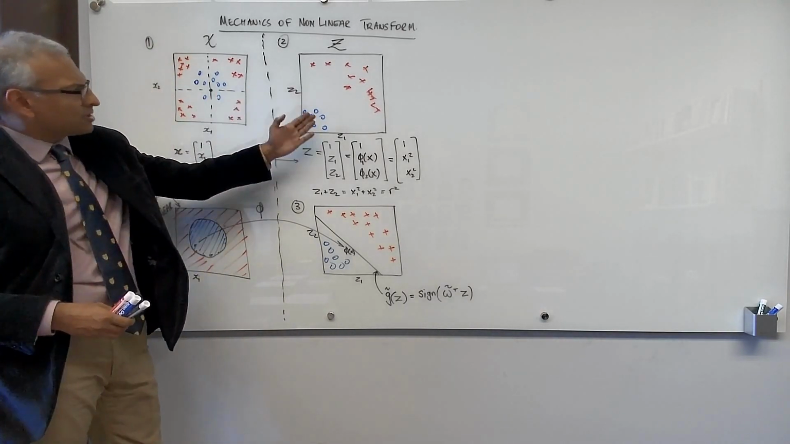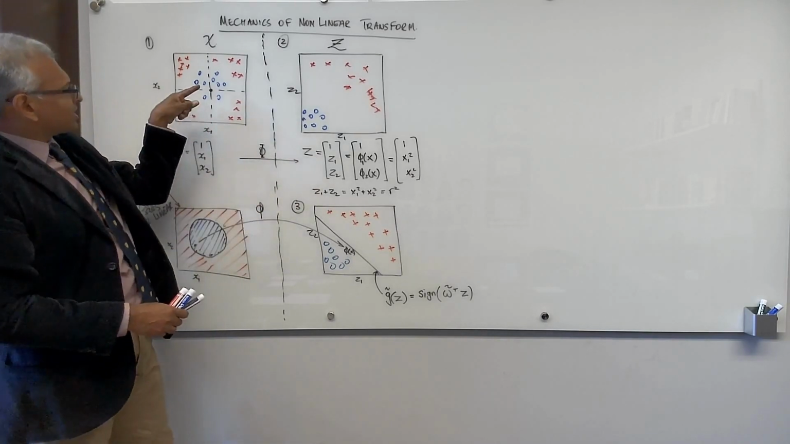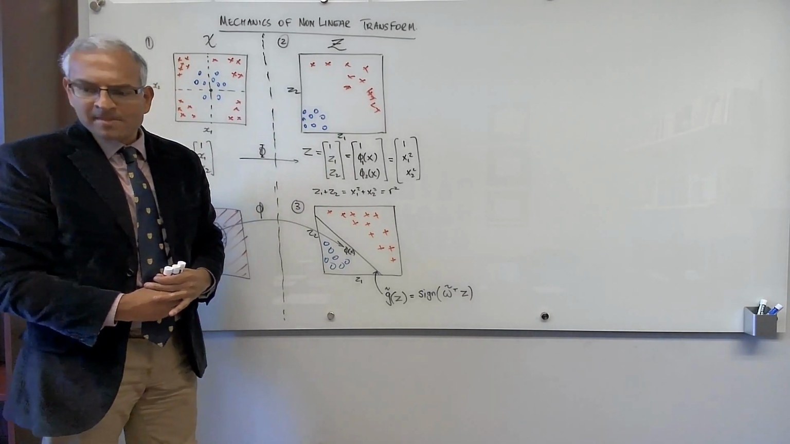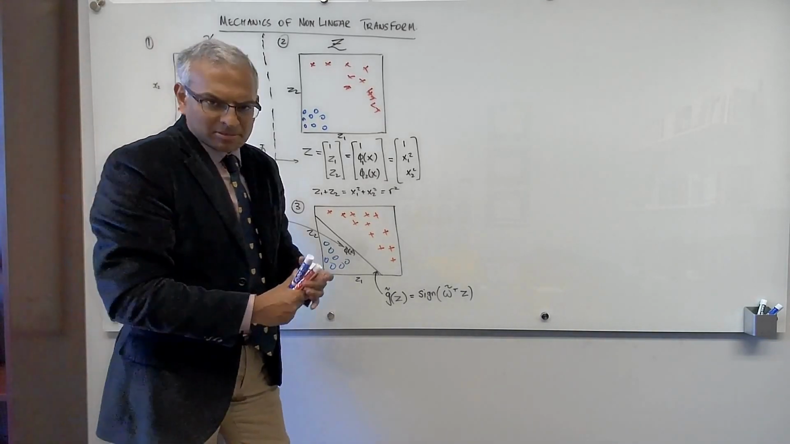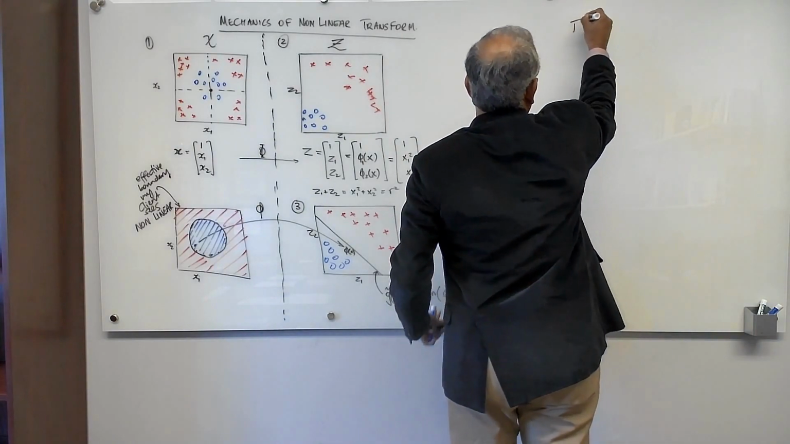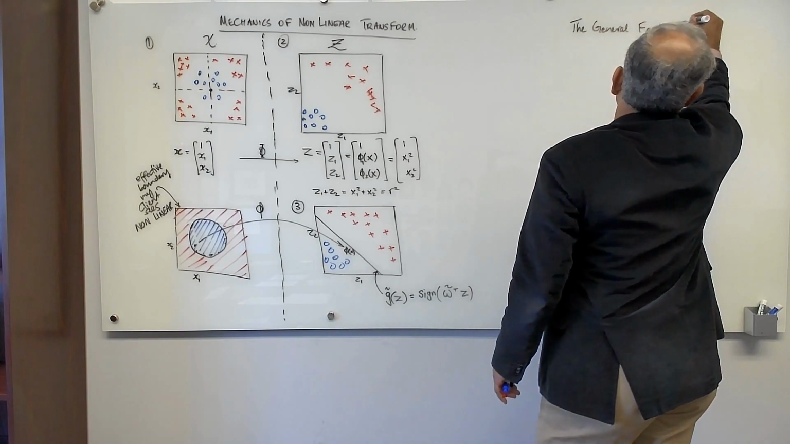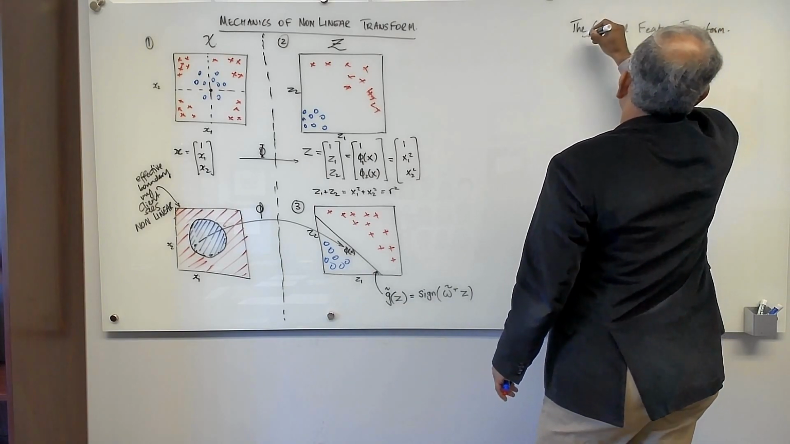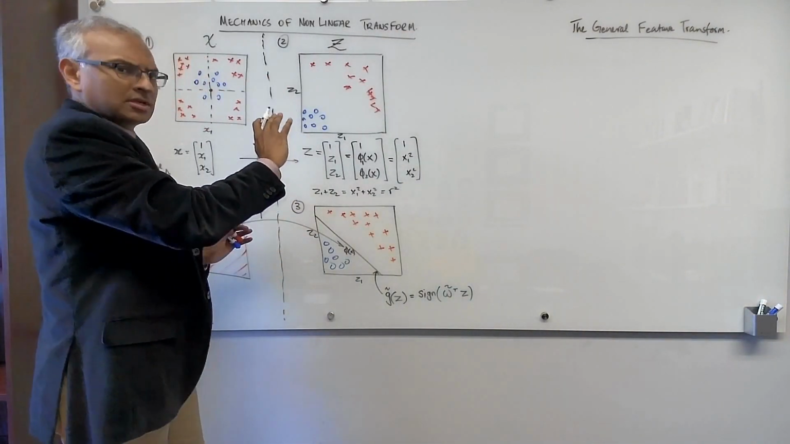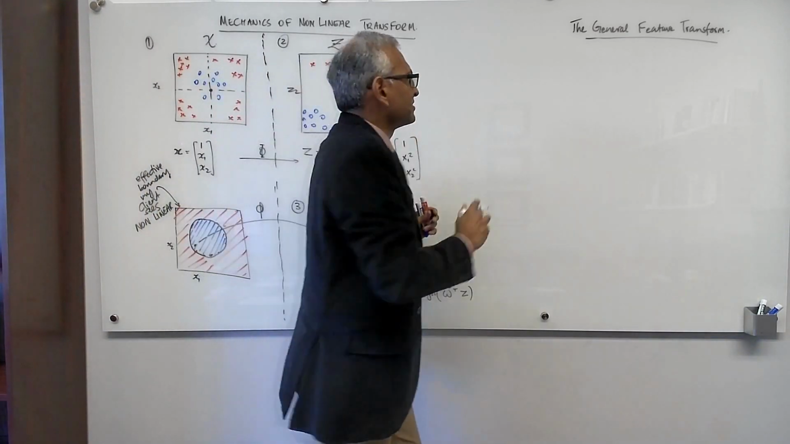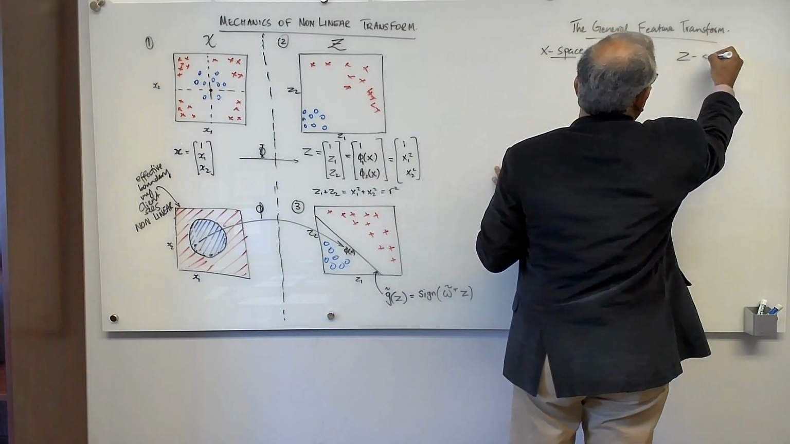Now, you will note that in this whole process, the only thing I transform is the features. x1, x2 goes to z1, z2. The color of the points stayed the same. So let me summarize these mechanics, the general feature transform. I'll separate out in my summary what's going on in the x space from what's going on in the z space. So this is the x space, and this is the z space.